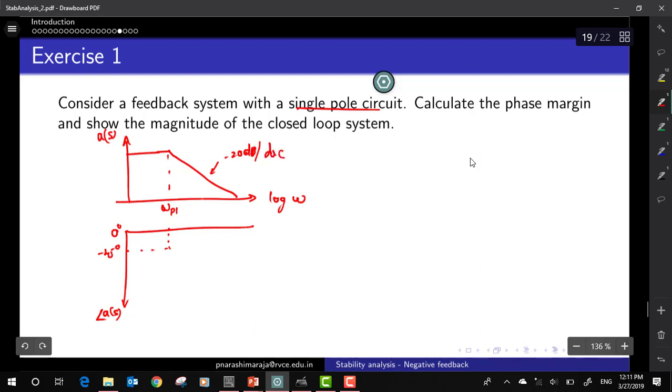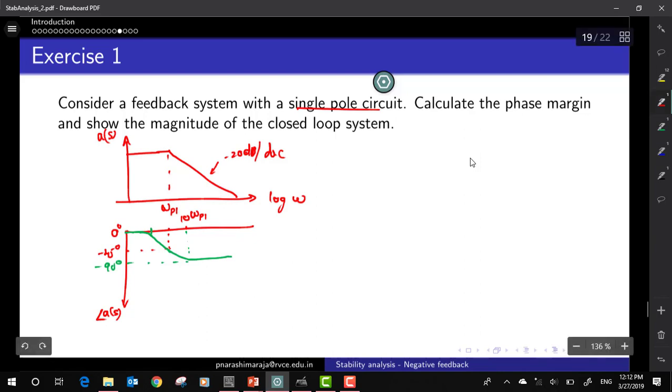What happens after I move to 10 times omega p1? The total phase shift starts here, and somewhere here it starts to deviate from 0 degrees. Then it moves across 45 degrees, and when I reach this particular frequency, it almost attains a maximum value of minus 90 degrees. Now the question is, what is the minimum phase margin that I can have for the system?